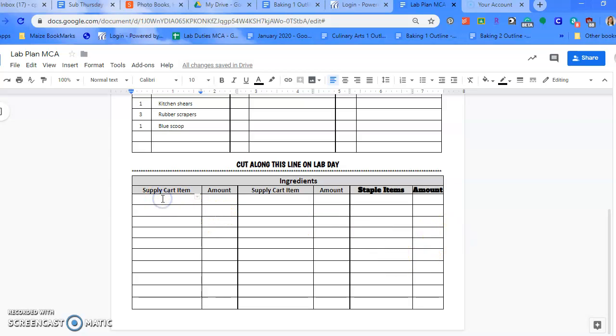So the supply cart is in the baking room. It's at the back of the room, closer to the dish room. In the culinary room, it's going to be in the center of the room on a speed rack. So that's everything that is not at the staple table.